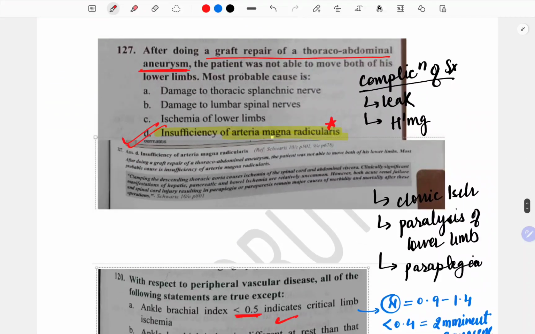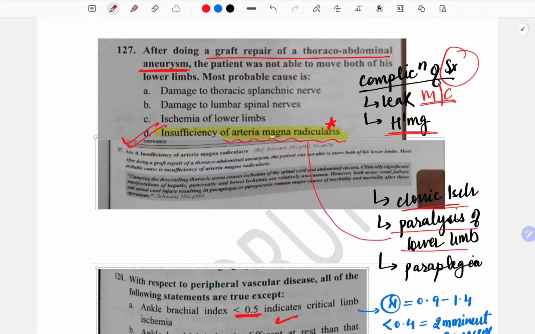127. After doing a graft repair of the thoracoabdominal aneurysm, the patient was not able to move both of his limbs. Most probable cause? See, the answer would be insufficiency of the arteria magna radicularis. Now I'll tell you some of the complications of the surgeries of aneurysm. So the most common is the leak, and there is a classification. Read it. Hemorrhage, chronic ischemia of the colon, bowel, and pancreas, paralysis of the lower limb.